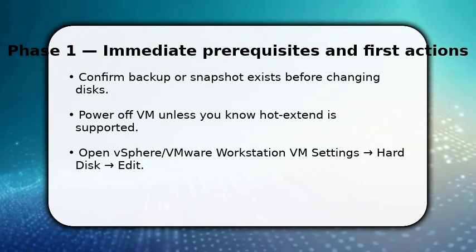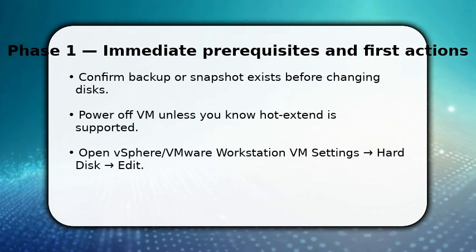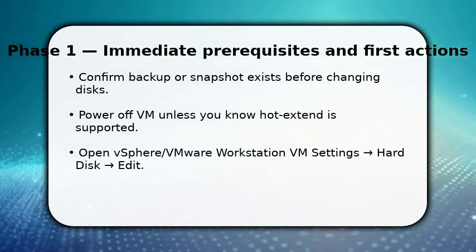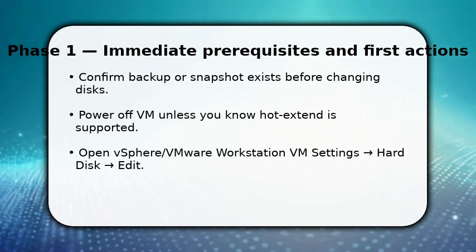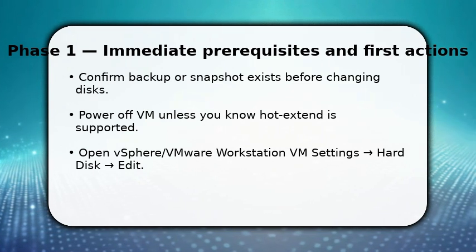Powering off is safest. Then, open the VM settings in vSphere or Workstation, select the virtual hard disk, and choose Edit. Increase the provisioned size to the new value. Click OK to apply the virtual disk change. You've completed the host side resize.